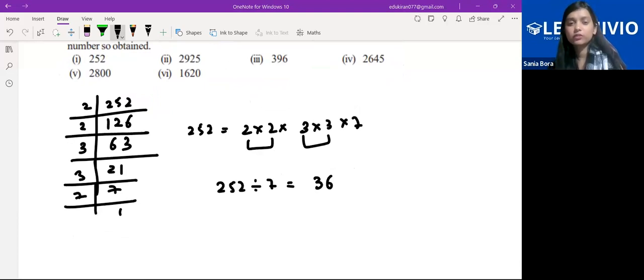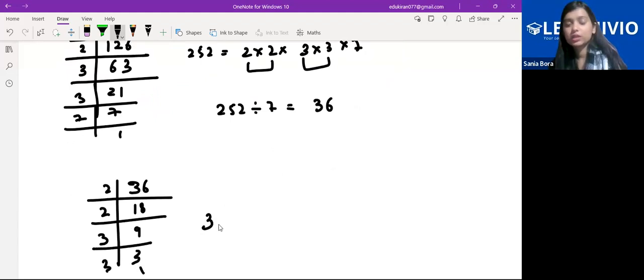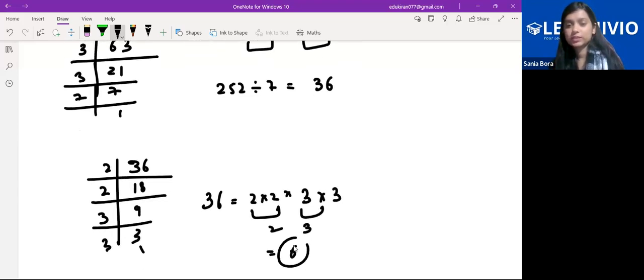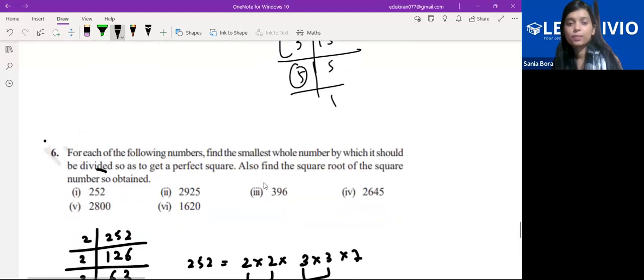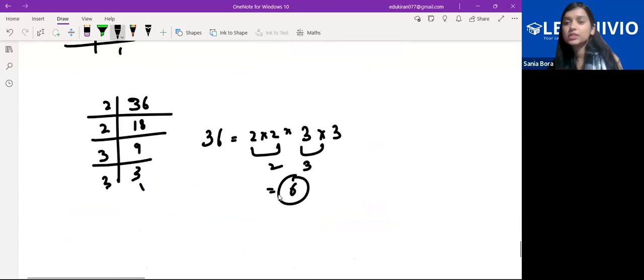I will do prime factorization of 36. Right? Yes, ma'am. So 2, 18. 2, 9. 3, 3. 3, 1. So the prime factorization of this is 2 multiplied by 2 multiplied by 3 multiplied by 3. So 6. Clear? Got it? Yes, ma'am. So find the square root of the number obtained. The number obtained was 36 and the square root of this is 6. Clear?